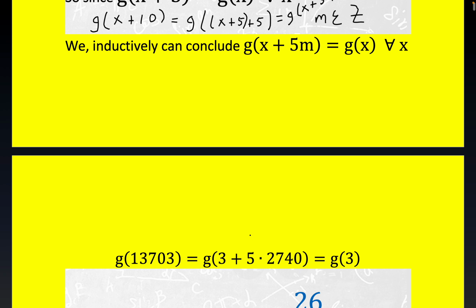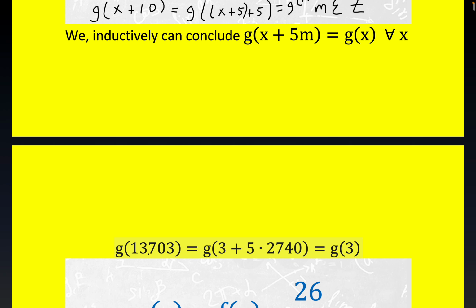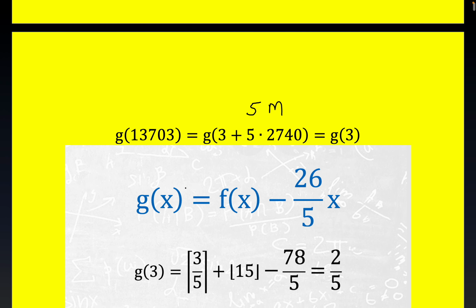Now, remember, this was our original thing we were wanting to evaluate, g at 13,703. Well, guess what we do? We divide 5 into 13,703, and we have this is in the form of 5m, right? This is 5 times m, right? 5m. And so it just gets sent to g of 3, which is a much simpler computation than this, right? So let's see if we can get that done on the very next line.